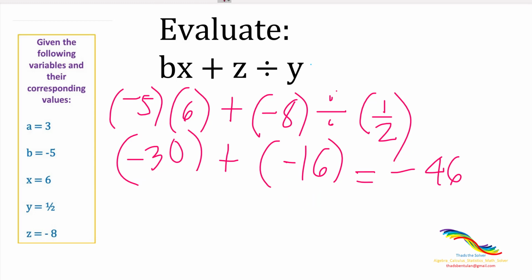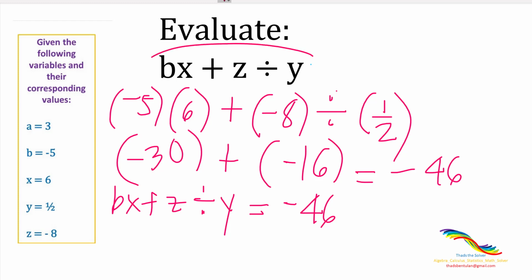So to summarize, bx plus z divided by y equals negative 46 if and only if x equals 6, z equals negative 8, and y equals 1/2. Alright, so I hope you're not confused with that one.